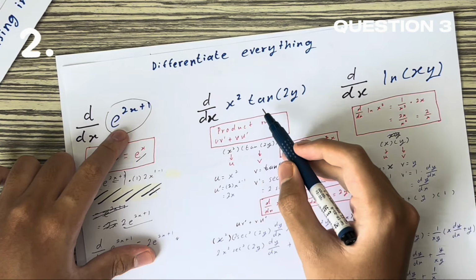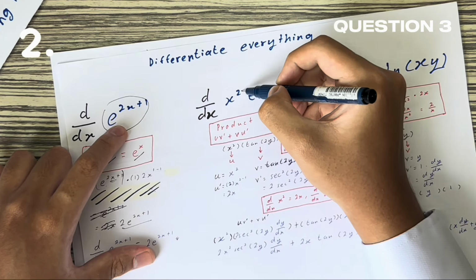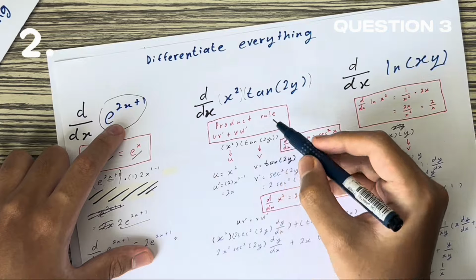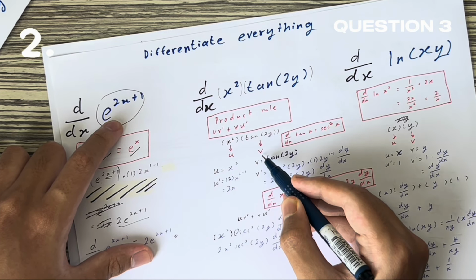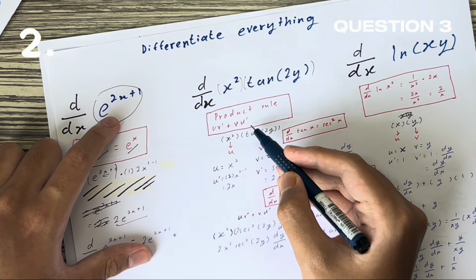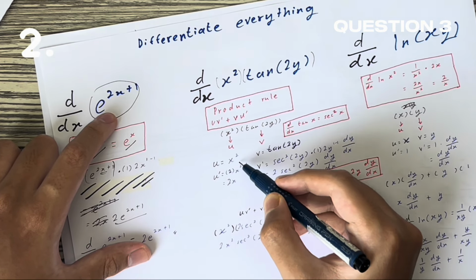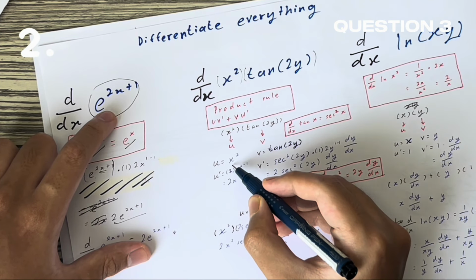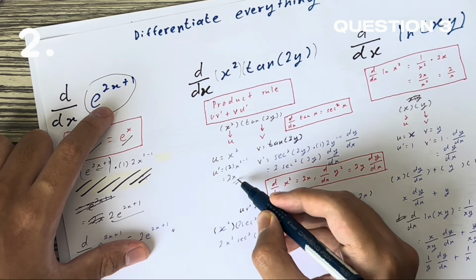Now, as you can see here, we have to use the product rule. Why? Because we have two different things. We say x squared is u and tan 2y is v. And the product rule is u v prime plus v u prime. Now we know u equals x squared. How do we get u prime? We just have to differentiate x squared. If we differentiate x squared, we get 2x.